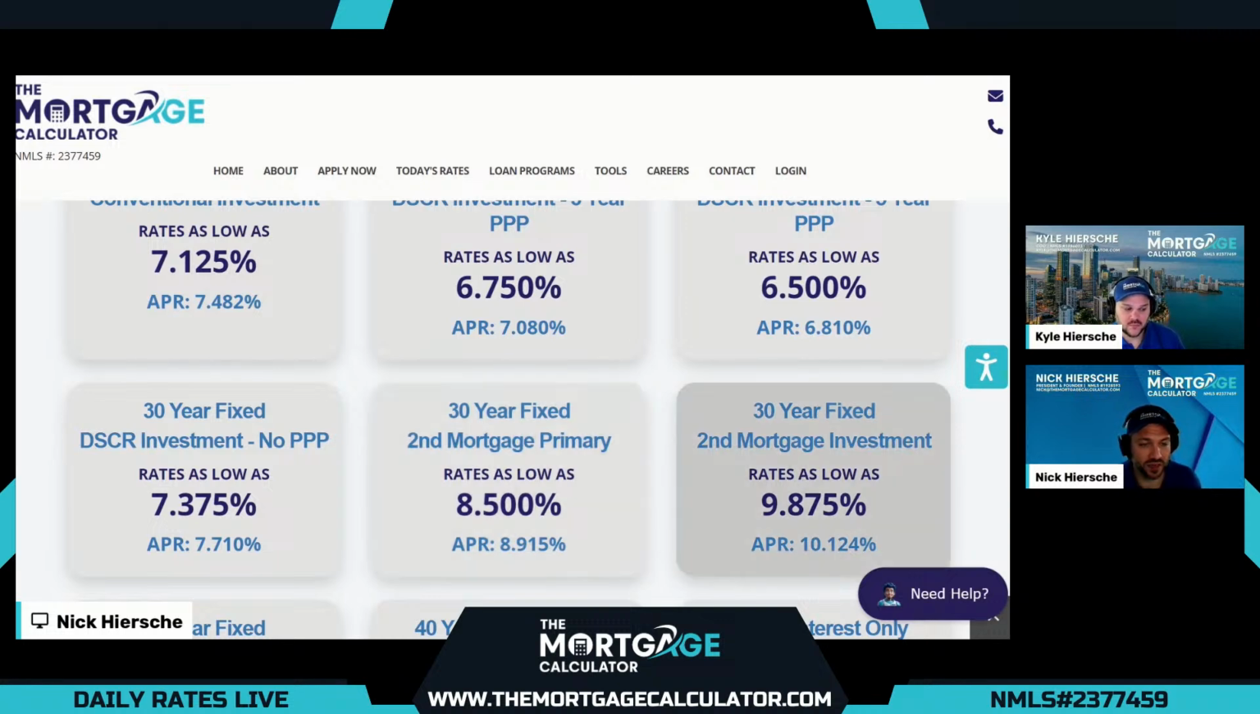And the same program to get cash out of an investment property. HELOCs are very rare for investment properties, so a great option here. We can get cash out of an investment property with a second mortgage, rates as low as 9.875, final APR 10.124. So those are some great options.